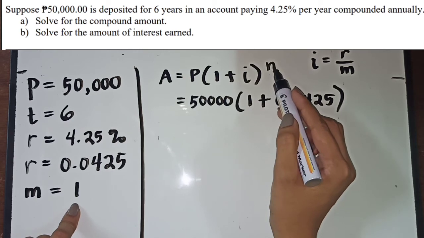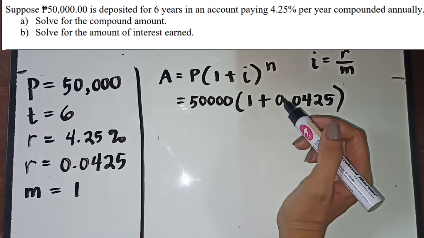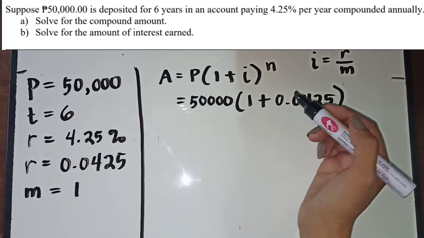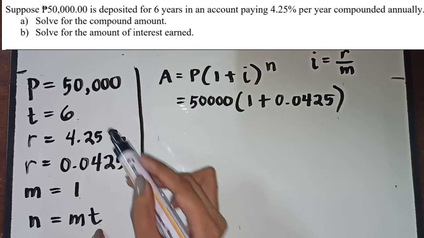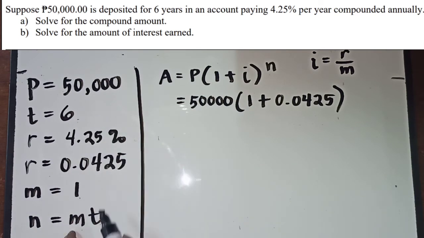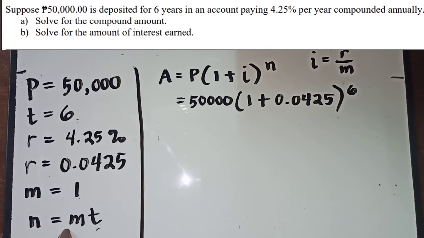Then substitute the value of our N. So wala tayong N dito. Paano ba natin ulit kukuhanin yung value ni N? The formula is N is equal to M multiplied by T. The value of our M is 1 and the value of our T is 6. So 1 multiplied by 6, and that is the value of your N. So we have 6.